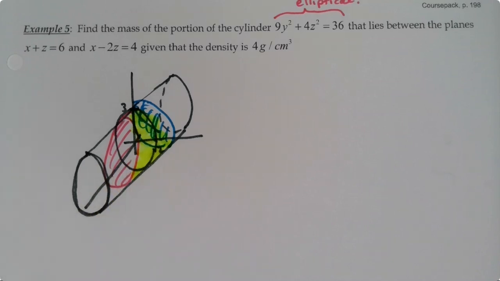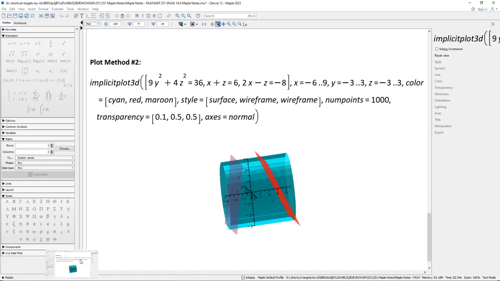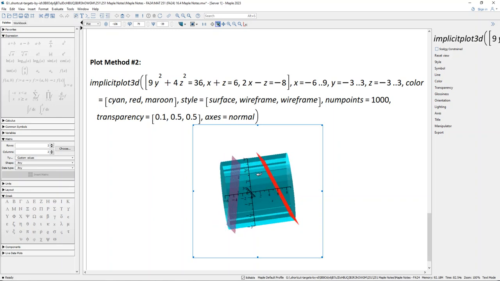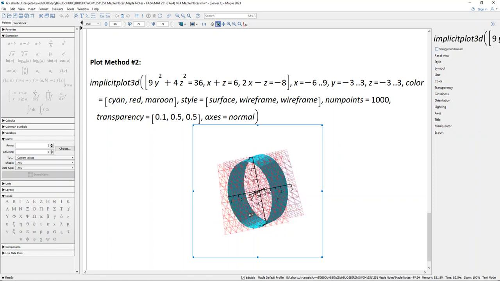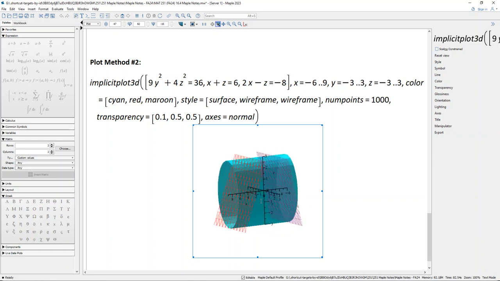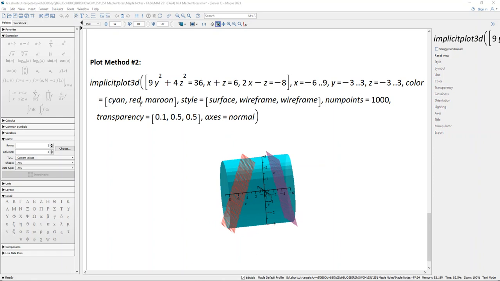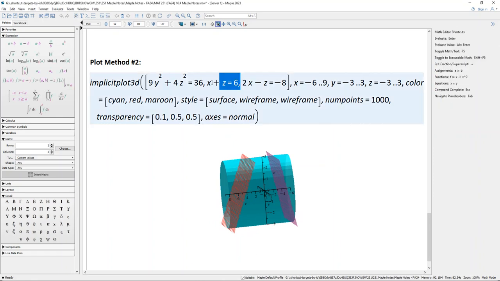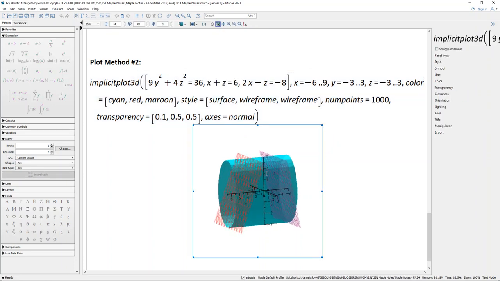So we've got to figure out which one's in front and which one's in back, first of all, because that will help us figure out what we're doing here. So let's look here. This one is in the front, because that's the positive x-axis right here. See, that's x right here. So the positive x-axis has this red one in front. All right, so the red one was x plus z equals 6. It's the second one right here, because that goes with the second color. So that's x plus z equals 6. The one in the back is the 2x minus z equals -8.